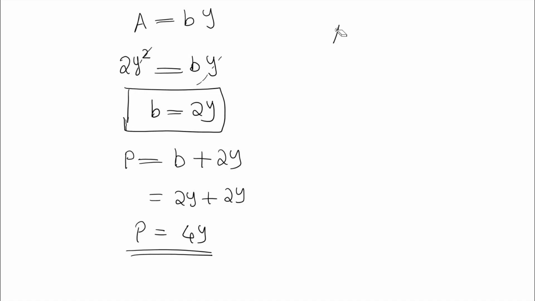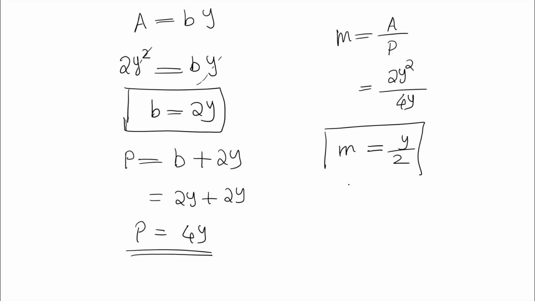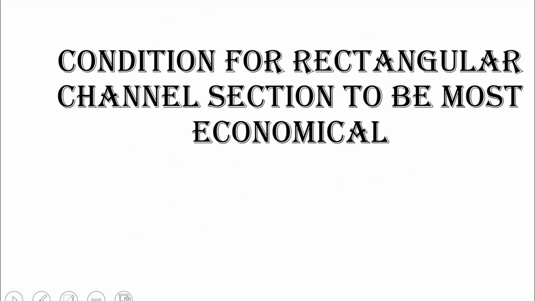Now I can find the hydraulic mean depth. M is equal to area divided by perimeter. We have area as 2y square and perimeter as 4y. So M will become y by 2. Right? So these are the conditions for rectangular channel section to be the most economical and efficient.